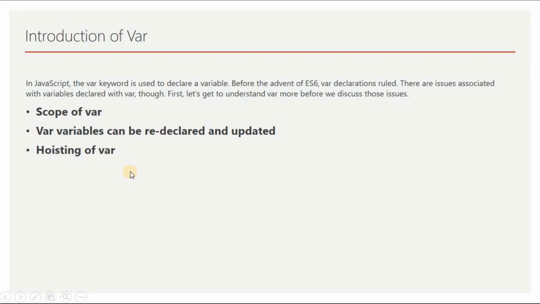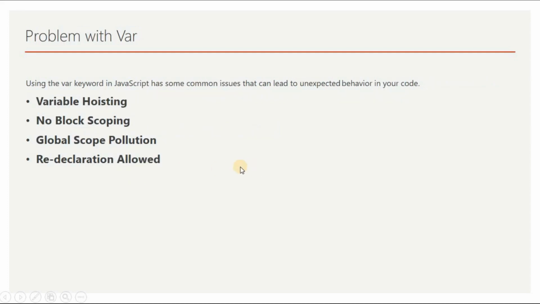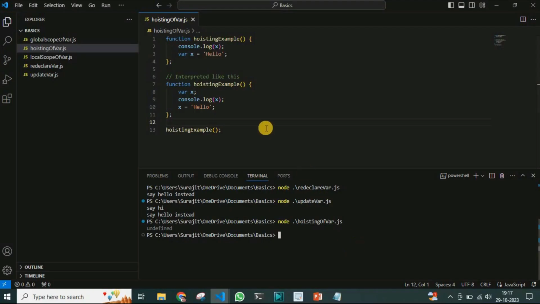Now, next we will come to the problems with var. Using the var keyword in JavaScript has some common issues that can lead to unexpected behavior. First, it's the variable hoisting. We just saw hoisting, so we'll see what the problem with hoisting is. In this example, you can see x is declared and initialized within the function, but due to hoisting, the variable declaration is moved to the top of the function. This means that x is accessible throughout the function even before it's officially declared. However, its value is undefined until it is assigned the value hello.